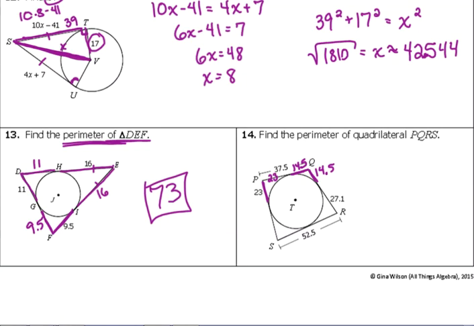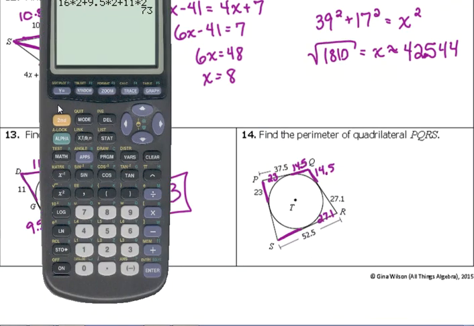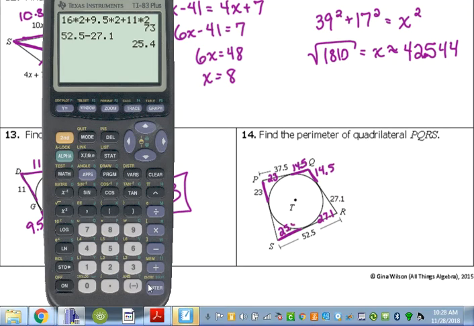And we got 27.1 right there, so this is also 27.1. We need this part. We know the whole, 52.5 minus 27.1. I really don't want to mess that one up. 52.5 minus 27. 25.4. There and there.